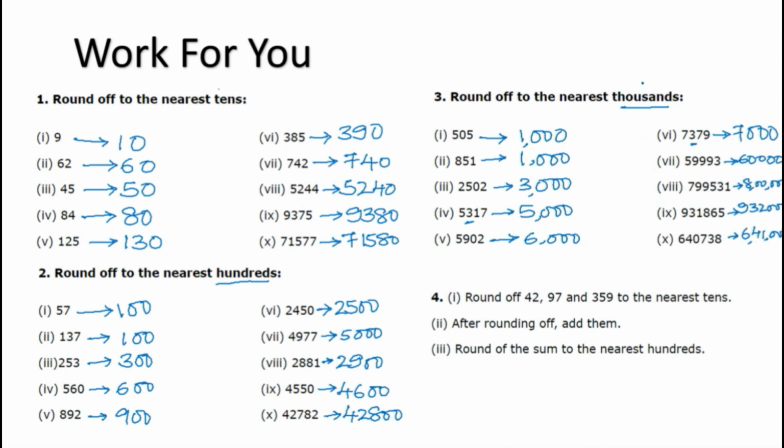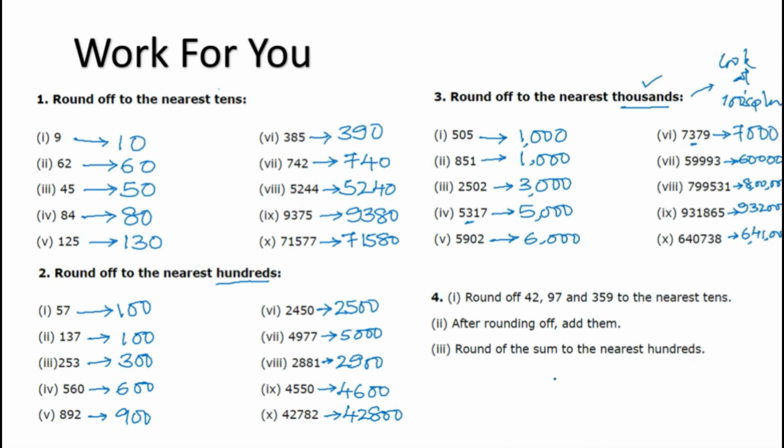how I have rounded off to nearest 1000. I have to look at hundreds place. In this rounding off to the nearest hundreds, I have to look into tens place. To round off to the nearest tens, I have to look into units place.